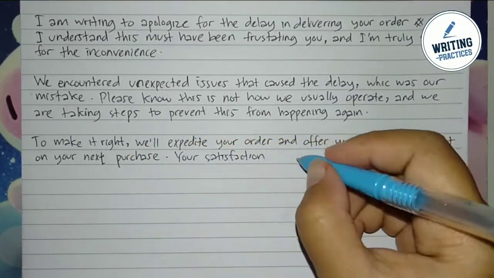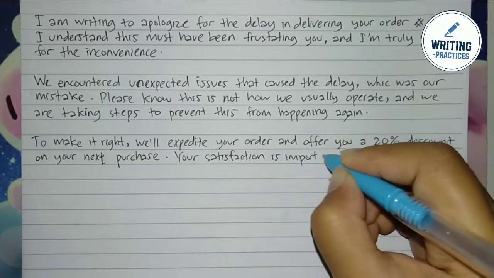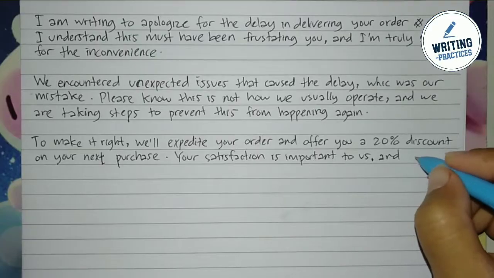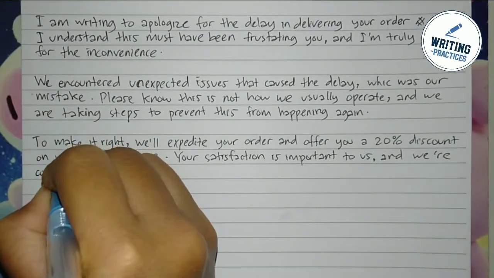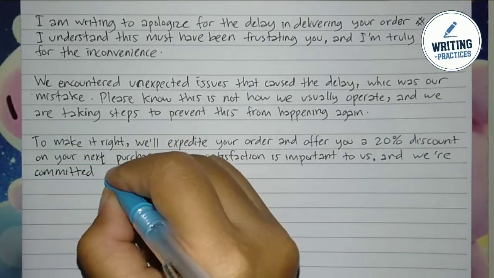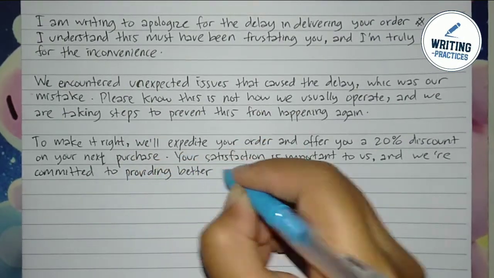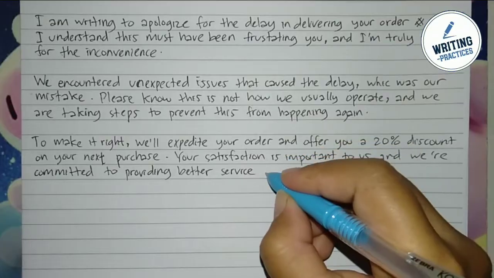And express your regret. You must reiterate your regret for the mistake and its consequences. Show that you genuinely care about the recipient's feelings. For example, you can write something like, "Your satisfaction is important to us, and we're committed to providing better service in the future."